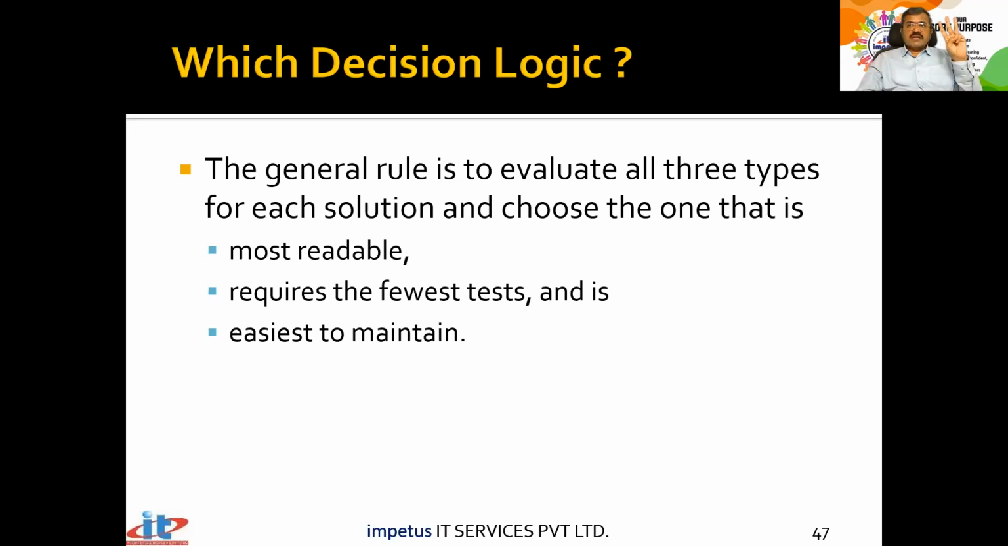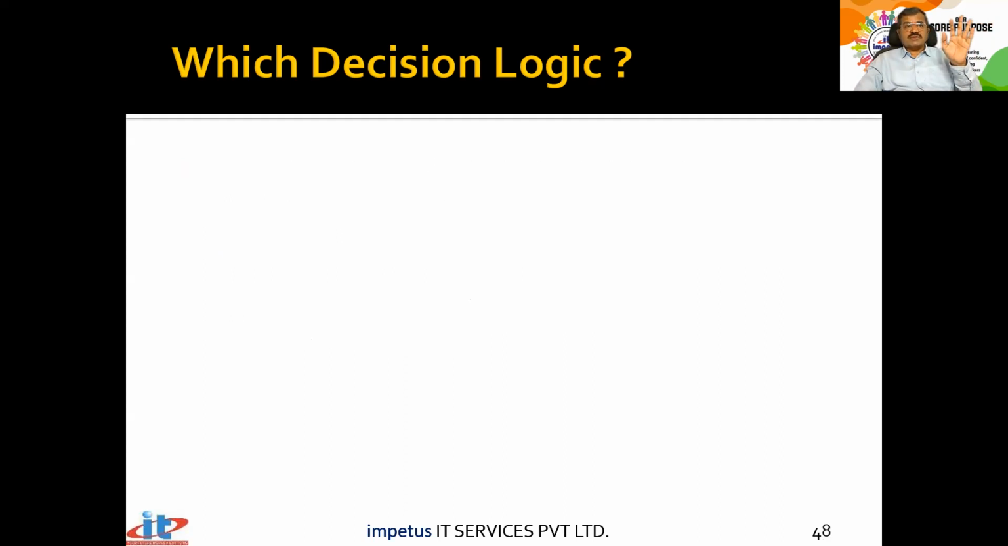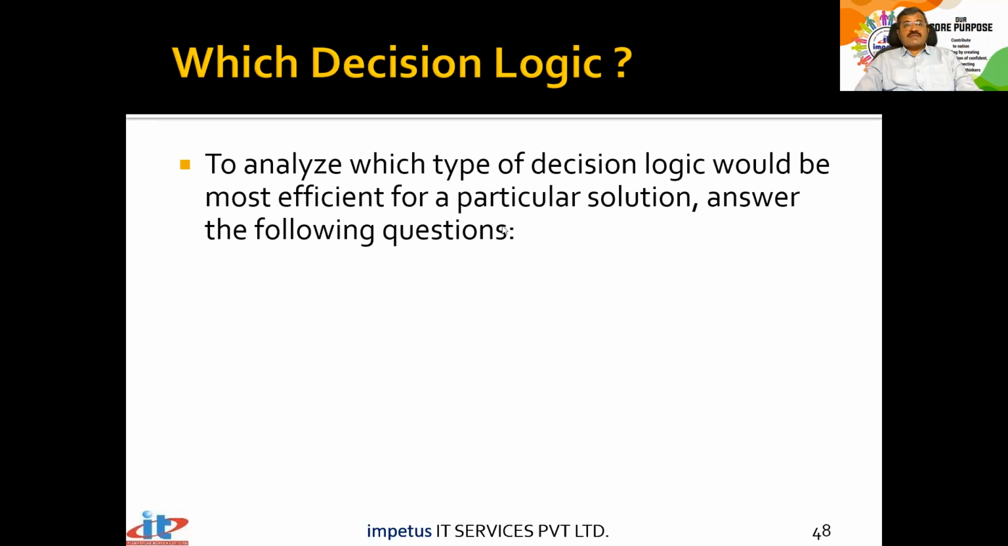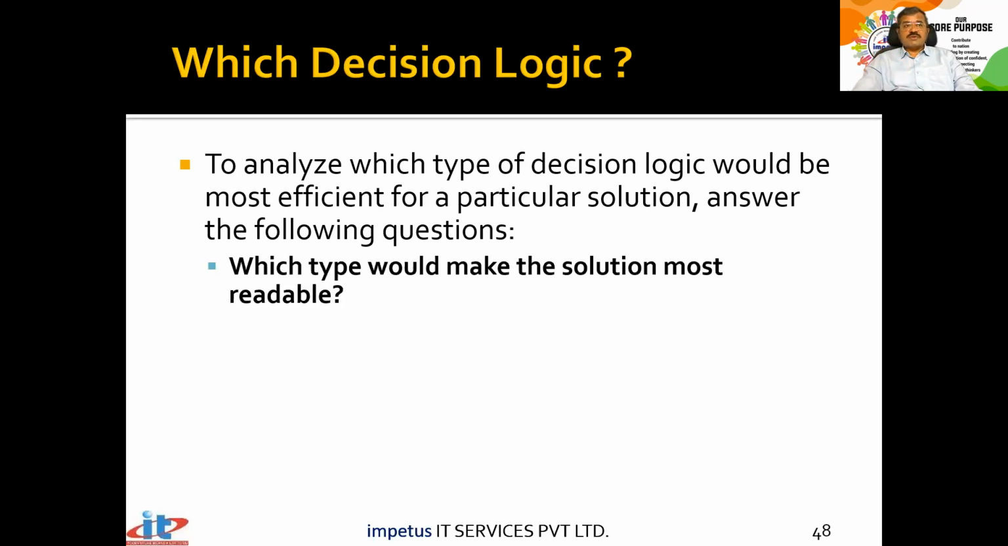You can also use negative if it makes your code more readable. So choose the one that makes your code more readable, requires the fewest tests and the least number of condition checks to reach your final answer, and is easy to understand and maintain. These are simple guidelines for when which logic has to be used. To analyze which type of decision logic would be most efficient for a particular solution, answer the following questions. That means you are supposed to ask yourself the same questions, get the answers, and that will determine which logic has to be used.